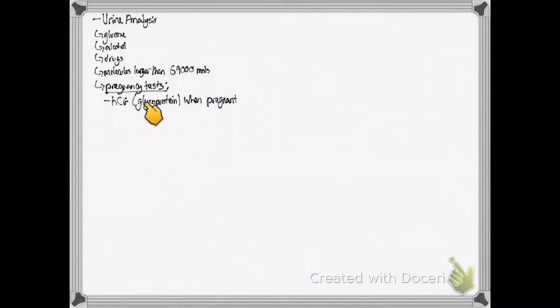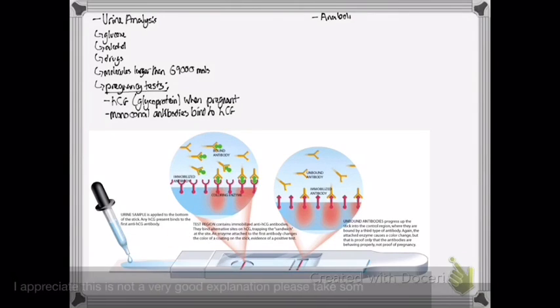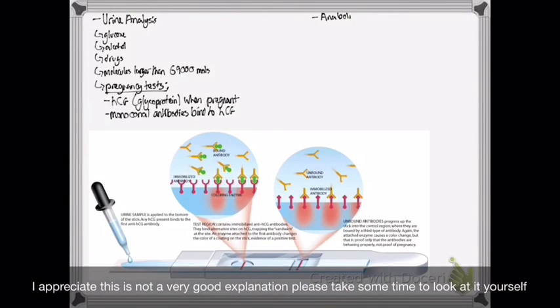So HCG is a glycoprotein produced when pregnant. A few weeks into pregnancy, this hormone HCG is produced. Monoclonal antibodies bind to this HCG. So first of all, urine is poured onto a test stick, and this HCG, if present, binds to the mobile antibodies which carry a blue bead. So these antibodies here.